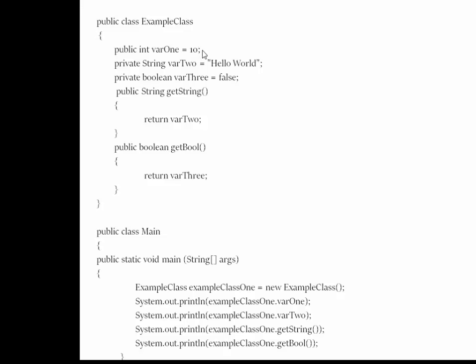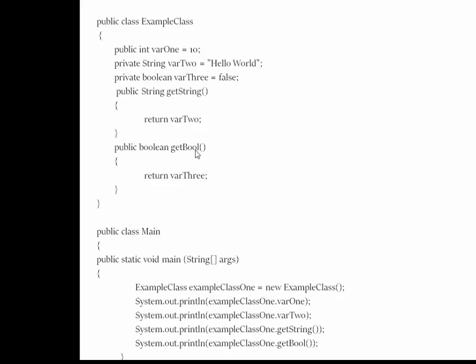After this, I am defining one more user defined method, getString of type string. This is the type of the method, this is the access specifier and this is the method name. In this method we are returning the value stored in this variable. Next is a public boolean get method. This is one more method of type boolean, and this method also returns the value stored in variable var3. And this is a main method class.